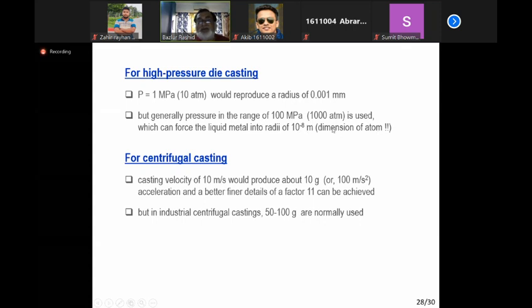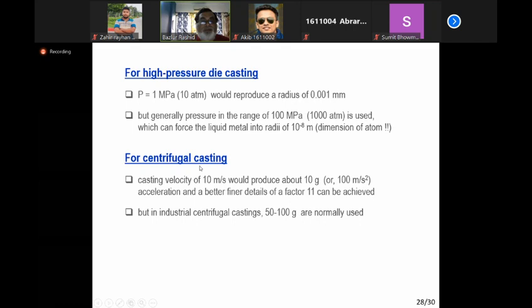So can you understand why I'm saying that if we use 100 megapascal pressure, we can force the liquid metal into a section having a radius of 10 to the power minus 8 meter? And this is the dimension of an atom. So do we have any kind of casting having such a small cross section? No, never. So why do we use this 100 megapascal high pressure in high pressure die casting?